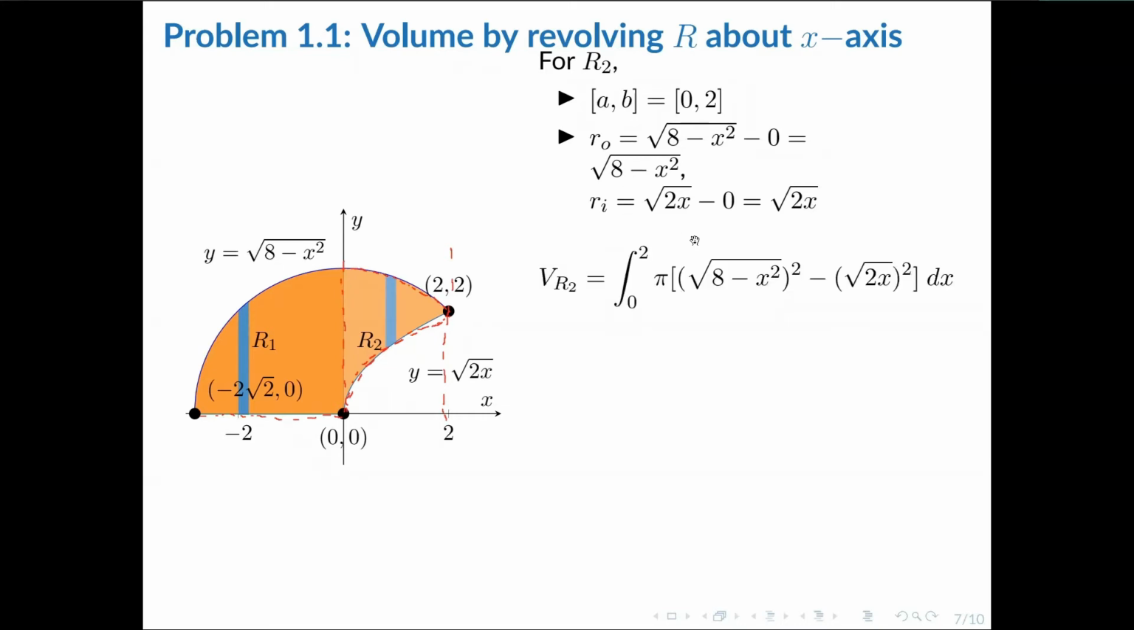And the volume of R2 is now equal to the integral of pi times the quantity square root of 8 minus x squared minus the quantity square root of 2x squared dx from 0 to 2. So ito lang ay pi r naught squared minus r sub i squared dw, or integral from a to b.